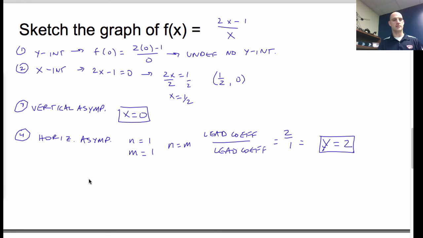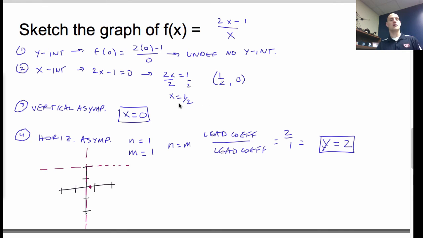So when I'm graphing this, I'm going to graph all my parts. No y-intercept. That's easy enough to graph. x-intercept is 1/2 comma 0. I'm going to make my graph a little bit bigger here. 1, 2, and 1, 2, and 1, 2. And so if 1/2 comma 0 is my x-intercept, I've got to put that in there. I've got a vertical asymptote at x equals 0, so that's going to be right here. And my horizontal asymptote is at y equals 2, so it's going to go here.